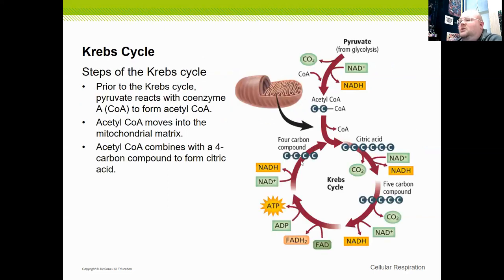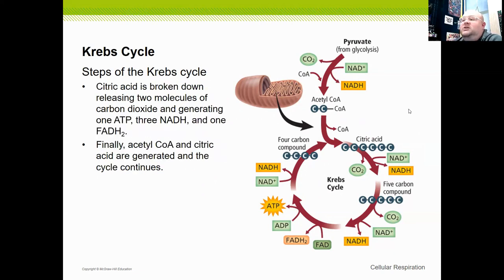So the steps of the Krebs cycle. Prior to the Krebs cycle, pyruvate reacts with coenzyme A, or CoA, to form acetyl-CoA. Acetyl-CoA moves into the mitochondrial matrix. Acetyl-CoA combines with a 4-carbon compound to form citric acid. Citric acid is broken down, releasing 2 molecules of carbon dioxide and generating 1 ATP, 3 NADH, and 1 FADH2. And finally, the 4-carbon compound is regenerated, and the cycle continues over and over. Again, that's a lot of fancy words here. I want you to know that the Krebs cycle makes ATP.